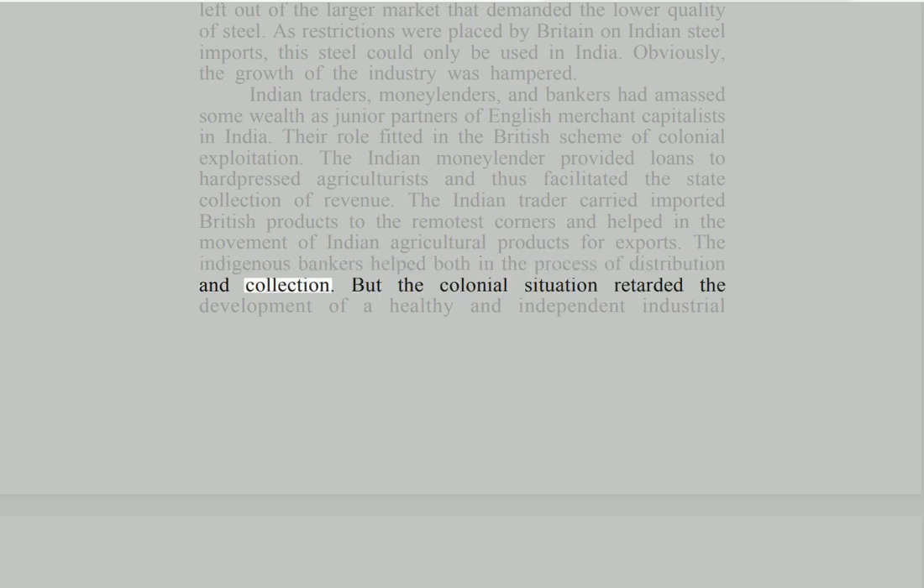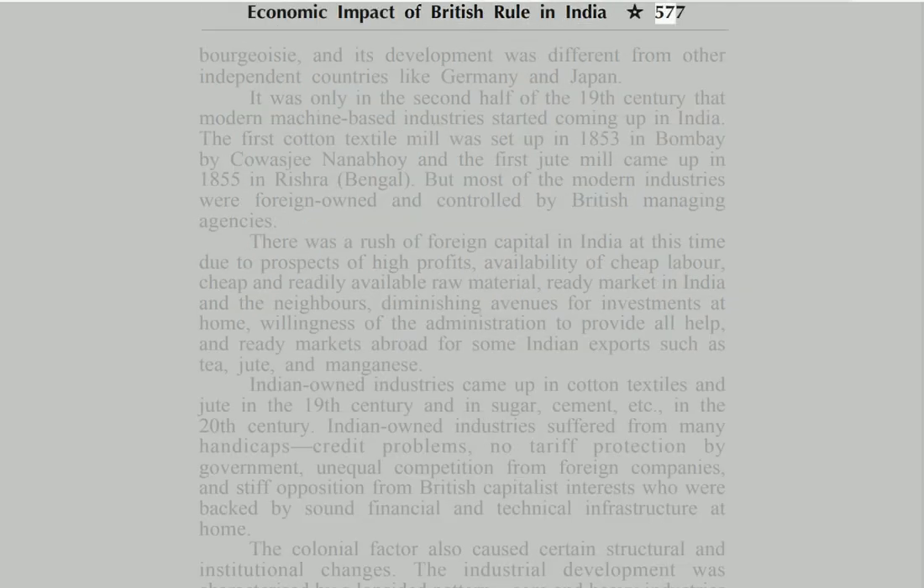But the colonial situation retarded the development of a healthy and independent industrial bourgeoisie, and its development was different from other independent countries like Germany and Japan. It was only in the second half of the 19th century that modern machine-based industries started coming up in India. The first cotton textile mill was set up in 1853 in Bombay by Kowasji Nanabhoy, and the first jute mill came up in 1855 in Rishra, Bengal.